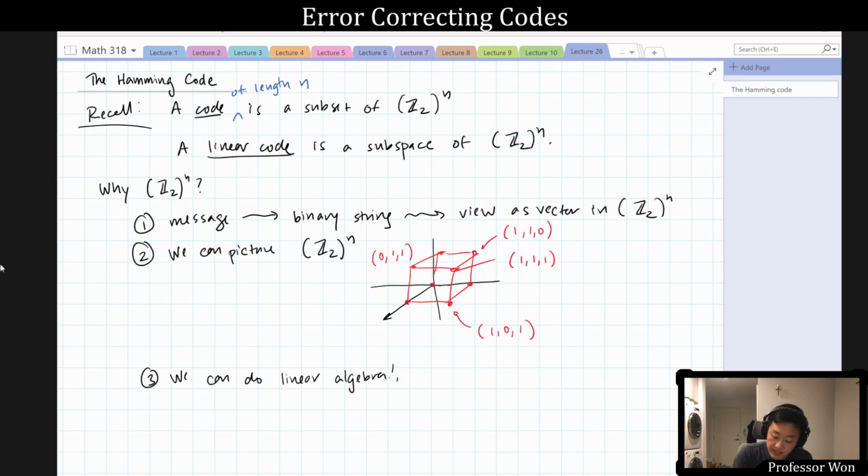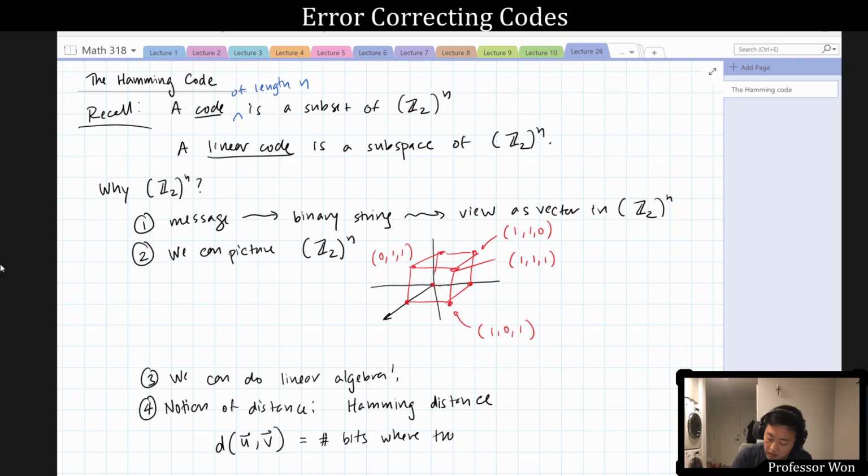Okay, and then we introduced the notion of distance. There's a notion of distance between any two vectors in Z2 to the n, called the Hamming distance, where the distance between two vectors is just the number of bits where they differ. From this blue vector, all these green vectors are distance 1. But the green vectors are distance 2 from each other, because they differ from each other in 2 places. And you can visualize this as the shortest walk along the edges of the unit cube from one point to another. That's the distance.